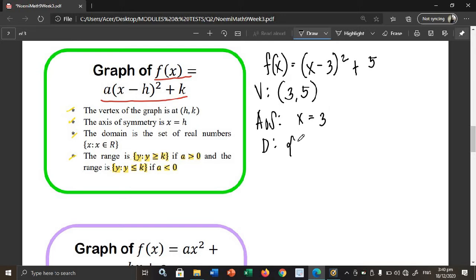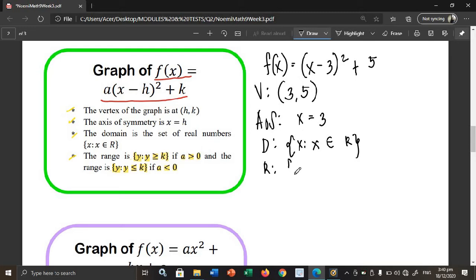The domain is the set of all real numbers. And then the range is based on the value of your a. Here, a in vertex form is found outside. When there is no a there, that means it is an invisible 1. You don't see any negative sign outside here. Therefore, automatically, that is positive. Therefore, a is greater than 0 because it is positive.